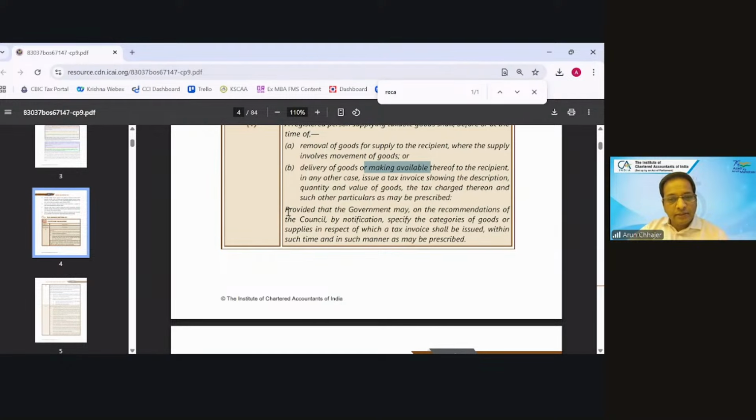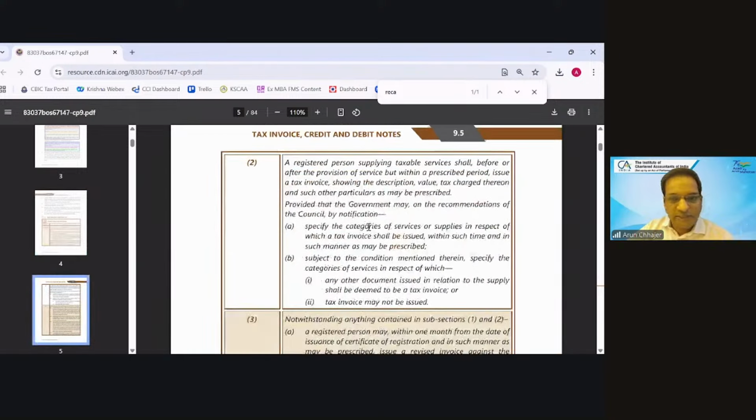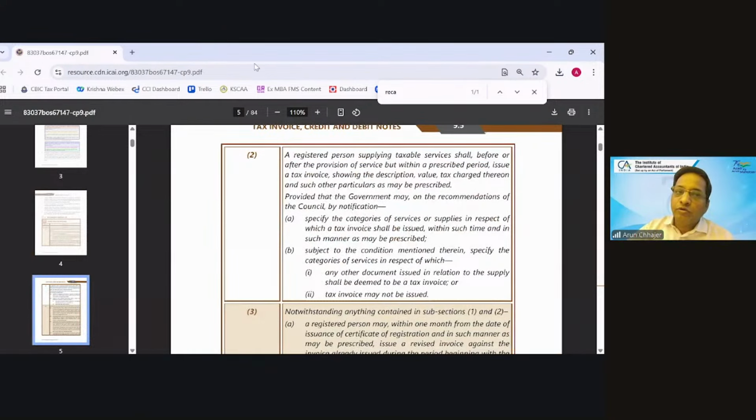The proviso says that the government, on the recommendation of the council, by notification specifies the category of the goods or services in respect of which tax invoice shall be issued within such time and in such manner as may be prescribed. Now let's move to subsection 2.